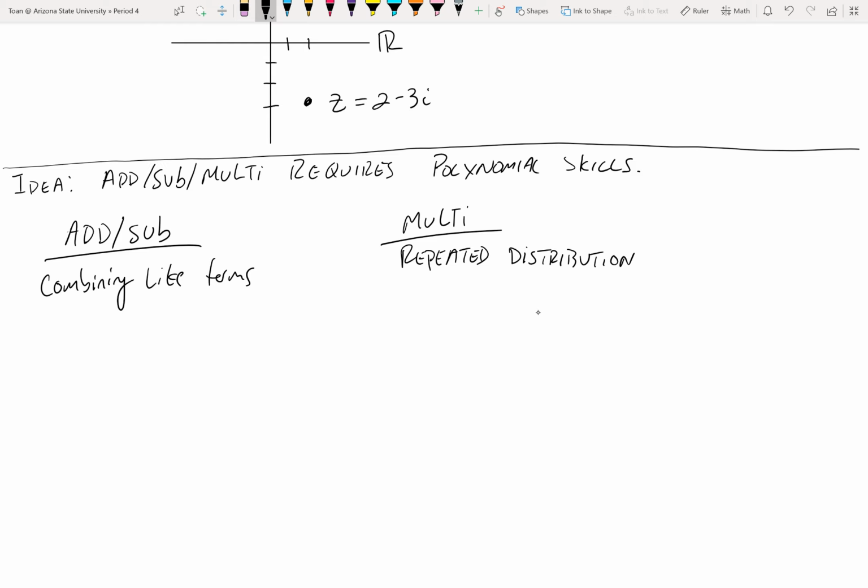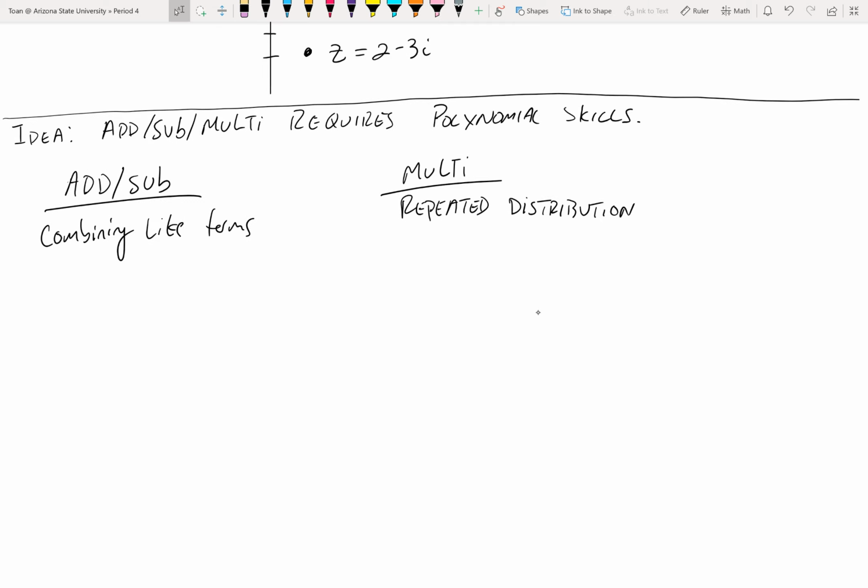So to add, subtract, and multiply complex numbers, we don't have to learn new things. You already have the skill sets to do it because it's just doing the same thing with polynomials. So let's just do quick examples here.